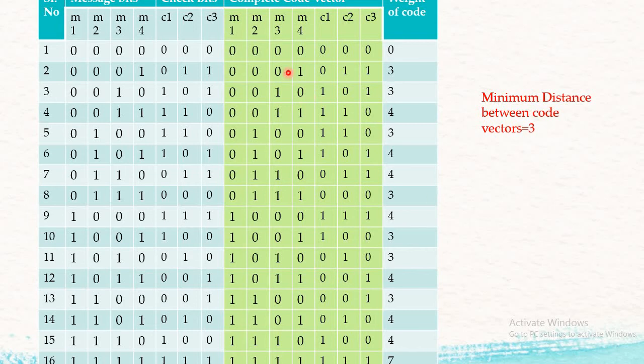We are just counting out the non-zero elements. So for the second example, here 1, 2, 3, so the code weight comes out to be 3. Similarly, in the last code, the values are 1, 1, 1, 1, 1, 1, 1. So all values are high, which means the weight of this particular code comes out to be 7.